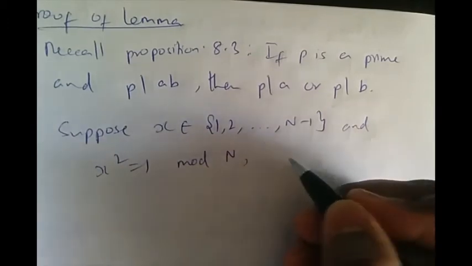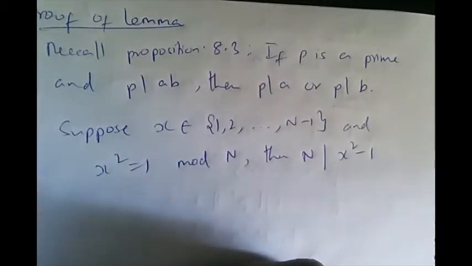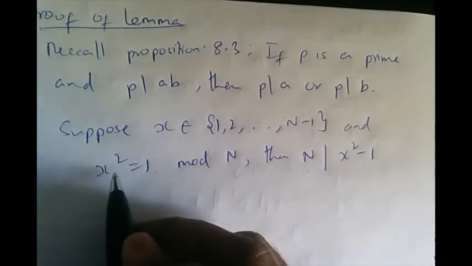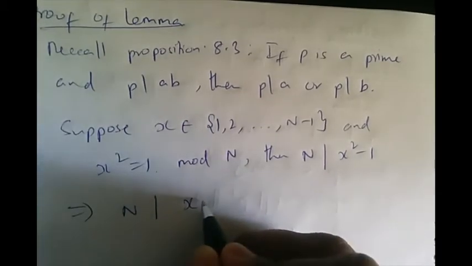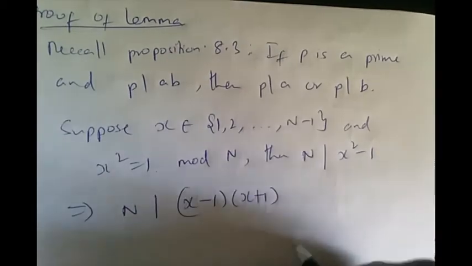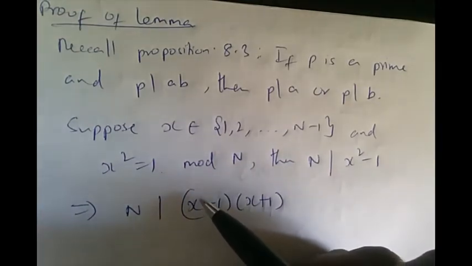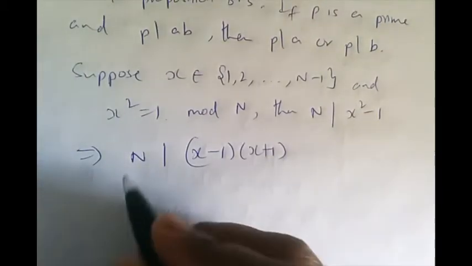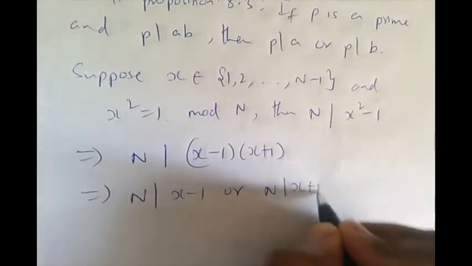Then n divides x square minus 1. Right? Because if x square is equal to 1 mod n, n has to divide the difference between these two integers. So n divides x square minus 1. This implies n divides x minus 1 times x plus 1, because we can factor x square minus 1 as x minus 1 into x plus 1. Now we are ready to use the proposition. So the lemma says that n is an odd prime. So if it's a prime, then if it divides a product of integers, then it has to divide one or the other. Which implies n divides x minus 1 or n divides x plus 1.